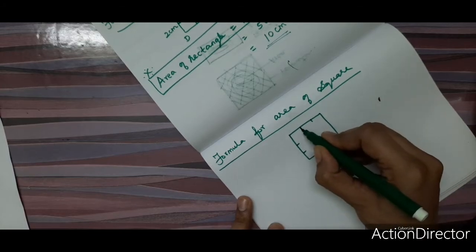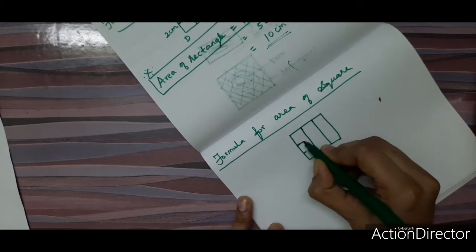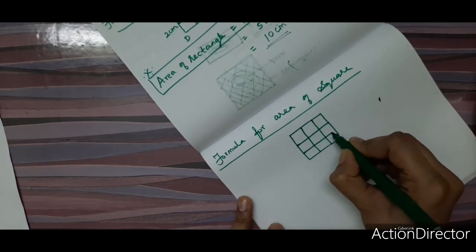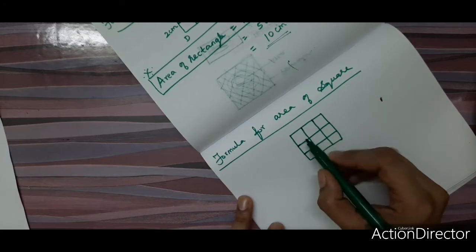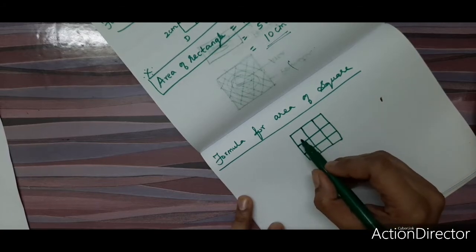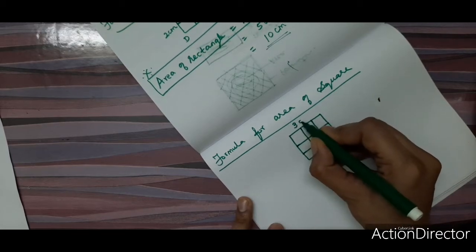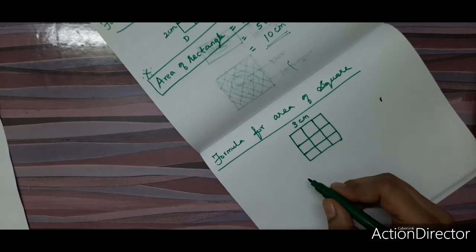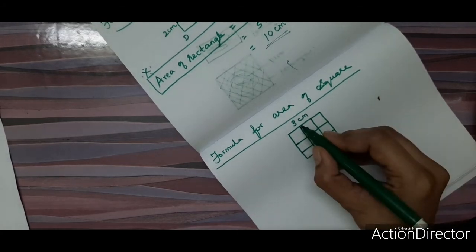Now I am going to draw a line and I am going to get each 1 centimeter box. So this is 1 centimeter, 1 centimeter, 1 centimeter. Total how many centimeters? 3 centimeters. So for a square, all 4 sides are equal. So only one side I have marked.